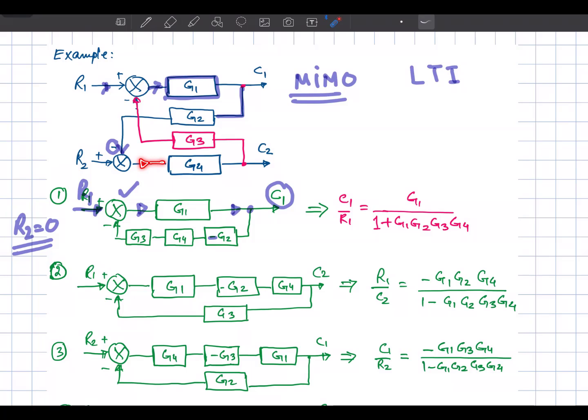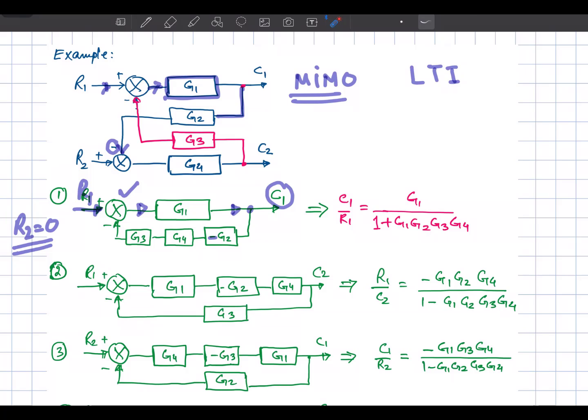Then this signal will enter into G4. So from G4, if we relate for the time being R1 with C1 only, let's track the path of the signal. In this we have R1 and C1. Starting from here, R1 goes through this summing node to this block G1. From here it goes to the output C1, and this is the feedback path. It goes through G2, and the negative sign is accommodated over here. Then it goes to G4, and from G4 it goes to G3, and finally reaches back to the summing node. So this is the loop that is relating R1 and C1.